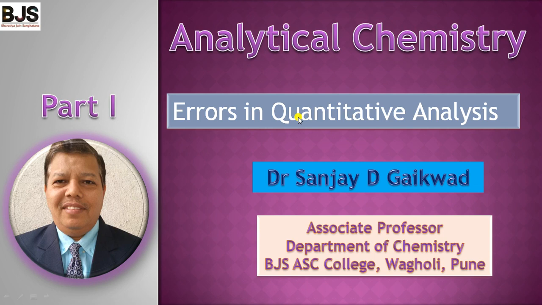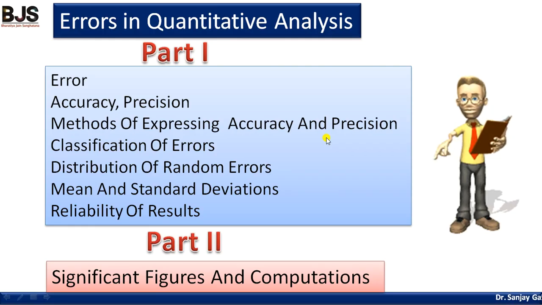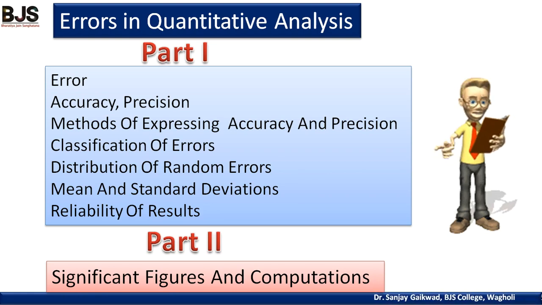We are going to see errors in quantitative analysis under analytical chemistry. In this presentation: errors, accuracy, precision, methods of expressing accuracy and precision, classification of errors, distribution of random errors, mean and standard deviation, and reliability of results. And in part 2, we will see significant figures and computations.